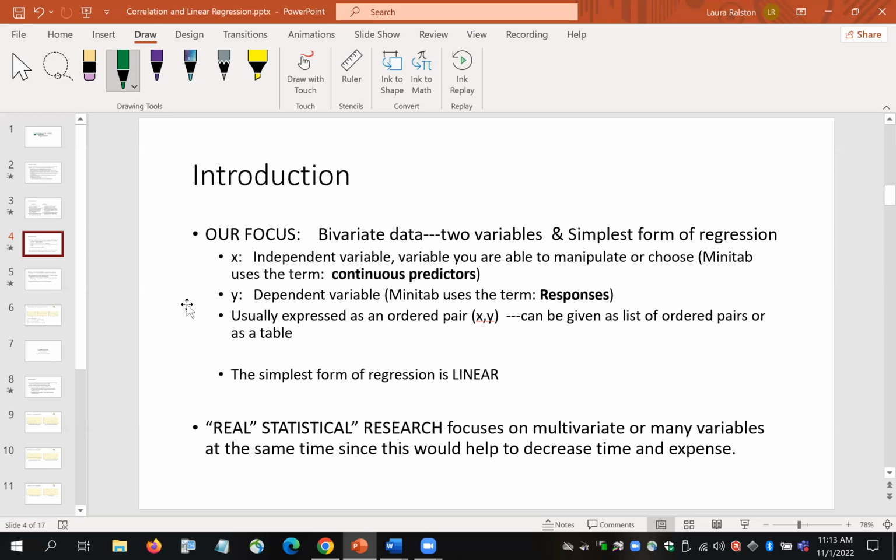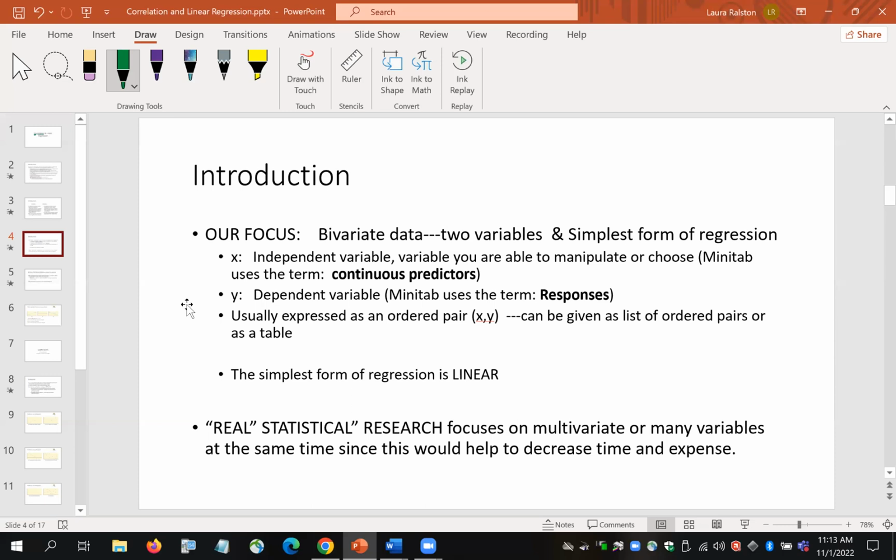The other variable is usually referred to as a Y and is the dependent variable. That is basically the result, okay, your output from the relationship. Minitab refers to the Y variable as the response. Your data is usually presented either as an ordered pair using the traditional format X, Y, but it can also be presented in a table form.